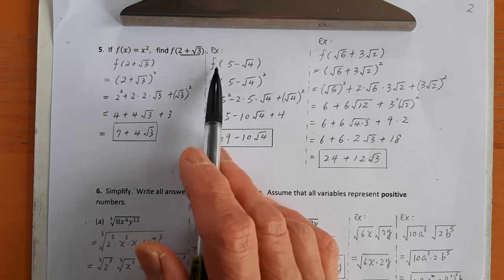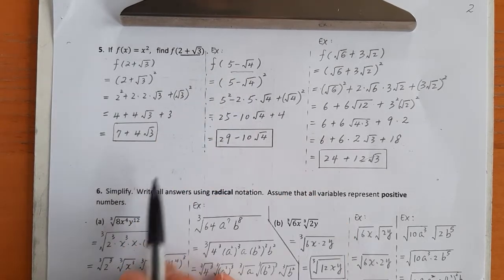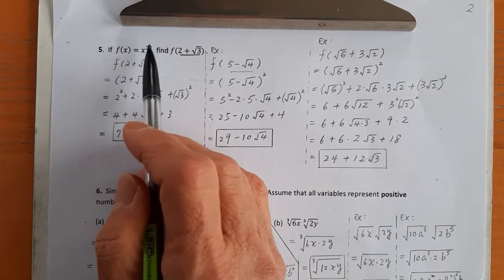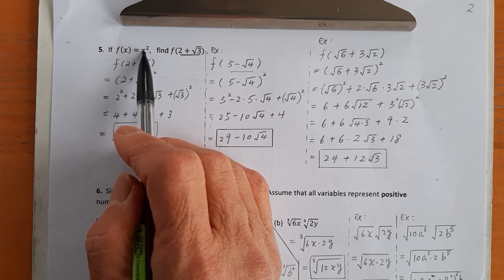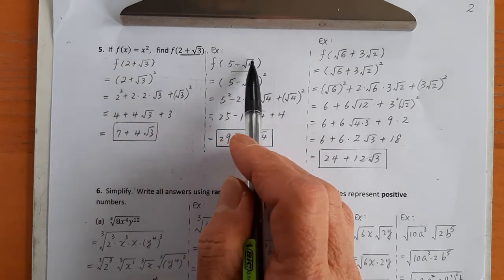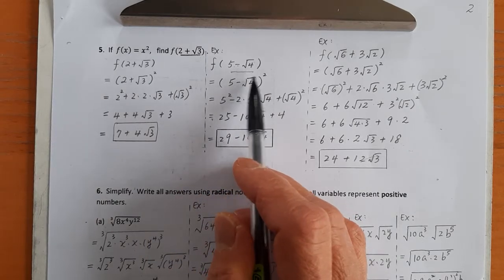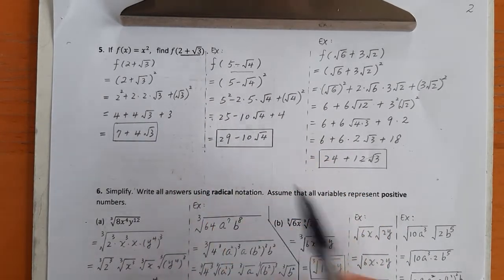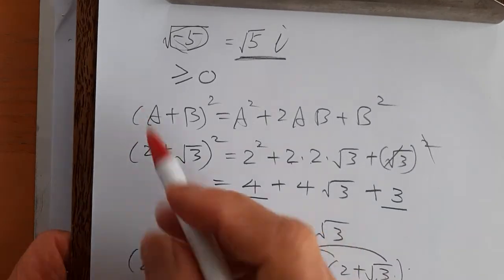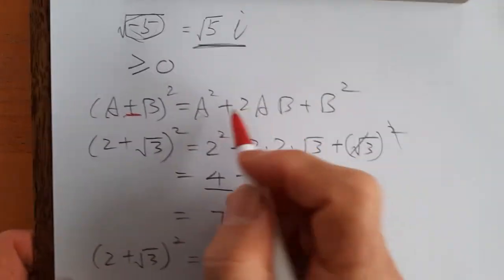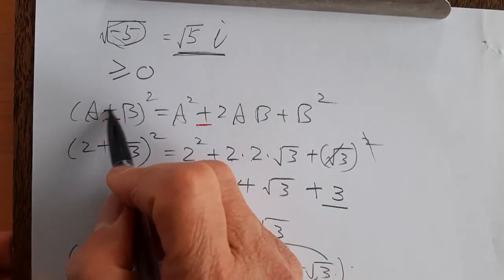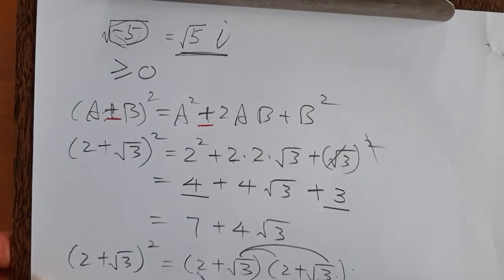For example, if x is 5 minus square root of 4, we put 5 minus square root of 4 into x. So we get 5 minus square root of 4, quantity squared. Use the completing square formula: a minus b quantity squared equals a squared minus 2ab plus b squared. If it is a plus, use plus; if it is minus, use minus.